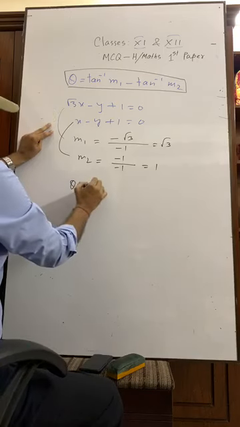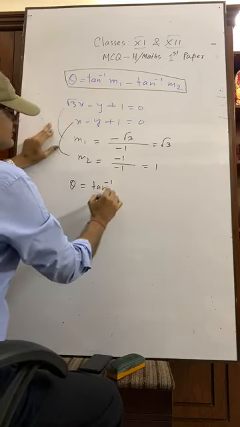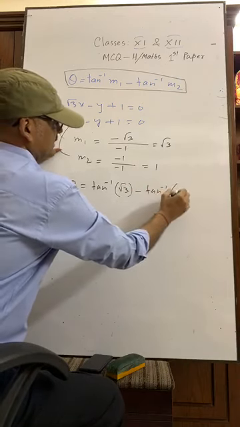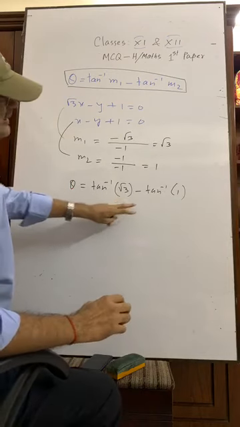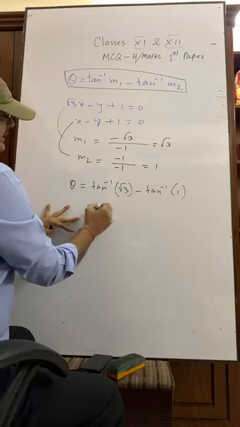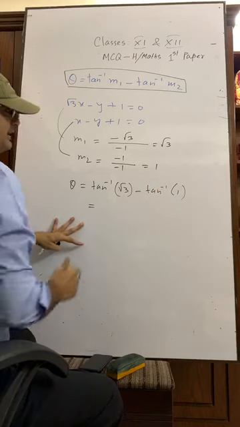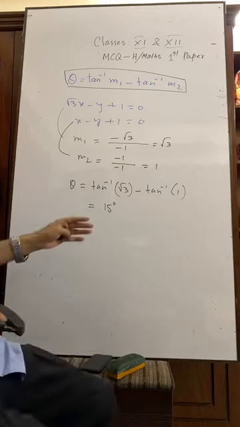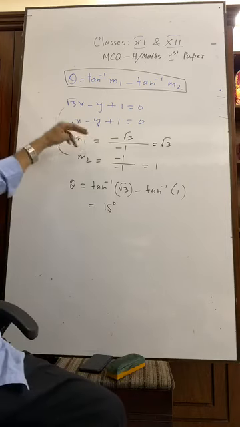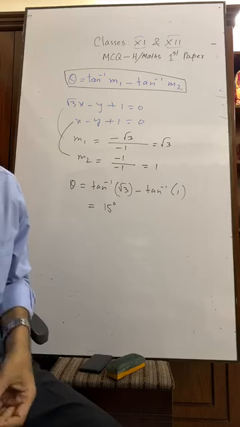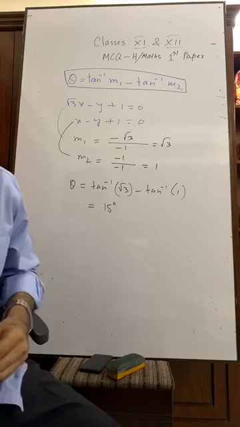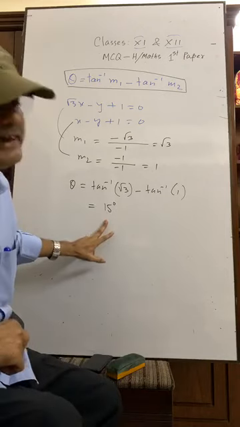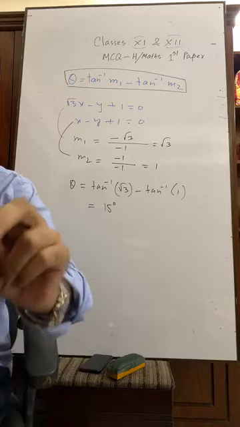So theta equals, by the formula, tan inverse m1 minus tan inverse m2. You know this is 60 degree, this is 45 degree. So we are getting 60 degree minus 45 degree, that is 15 degree. Within 3 or 4 lines, you can get the answer. You can determine the acute angle as well as the obtuse angle. Obtuse angle is 180 degree minus 15 degree, that is 165 degree. If you fail to understand, please write to me.